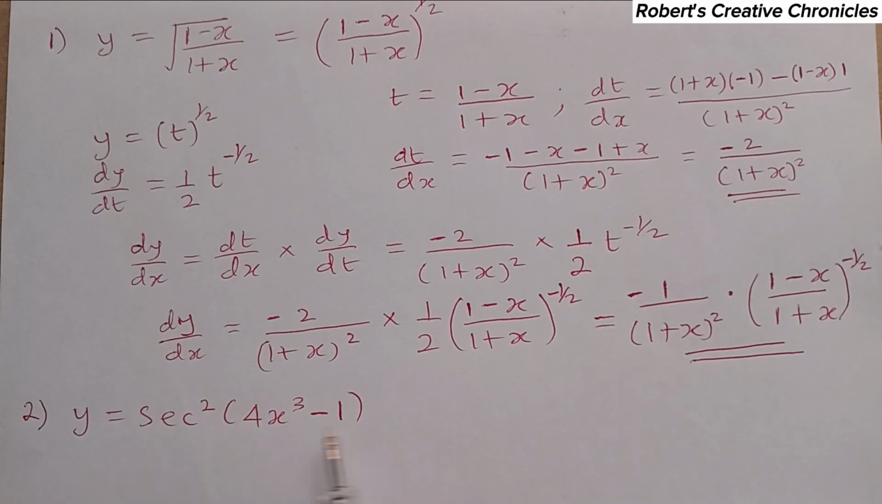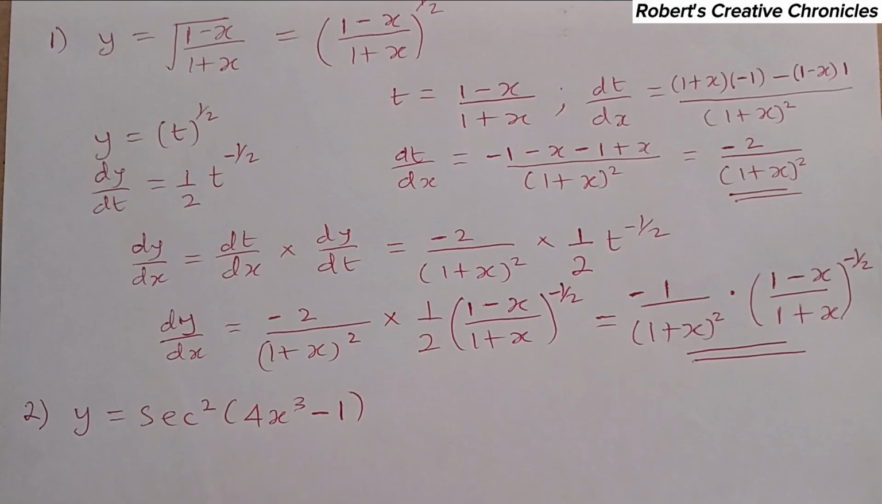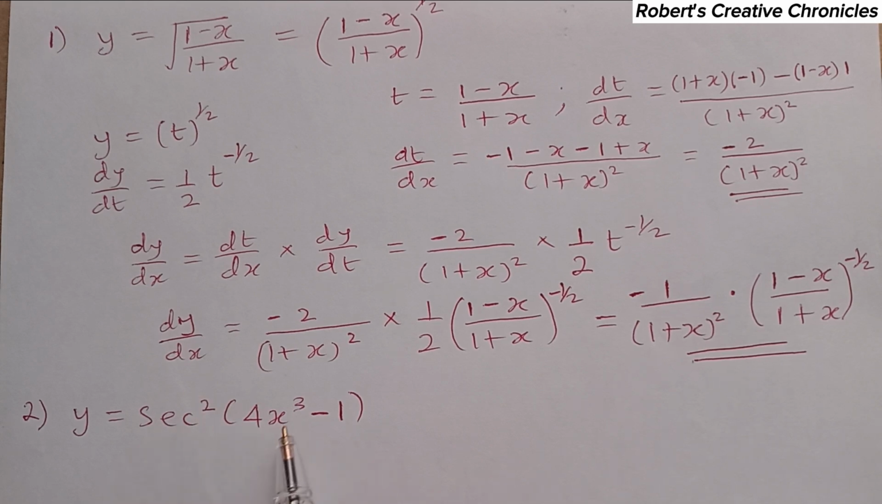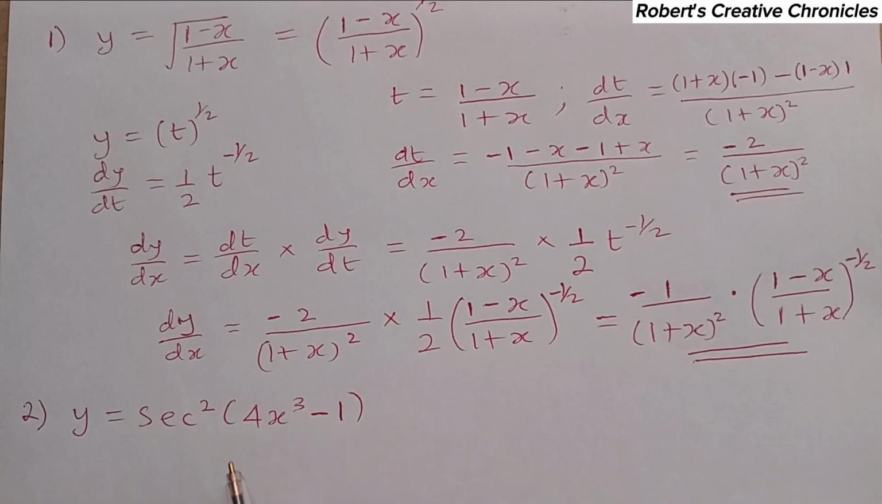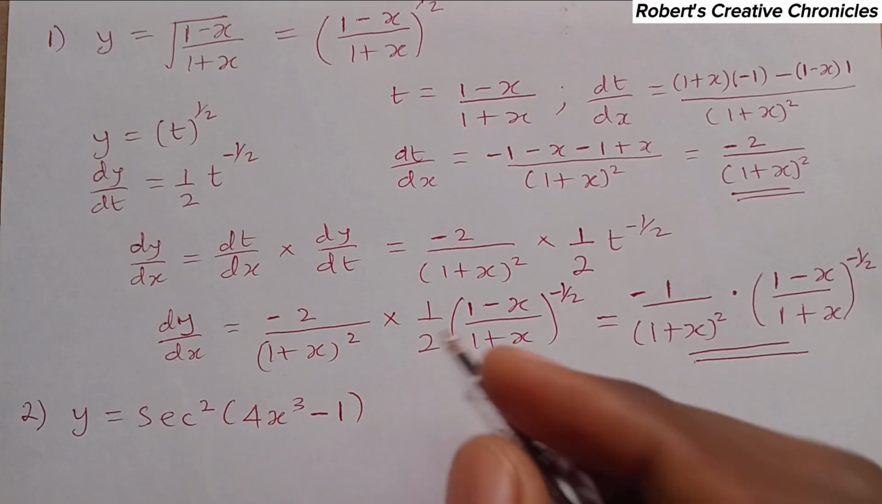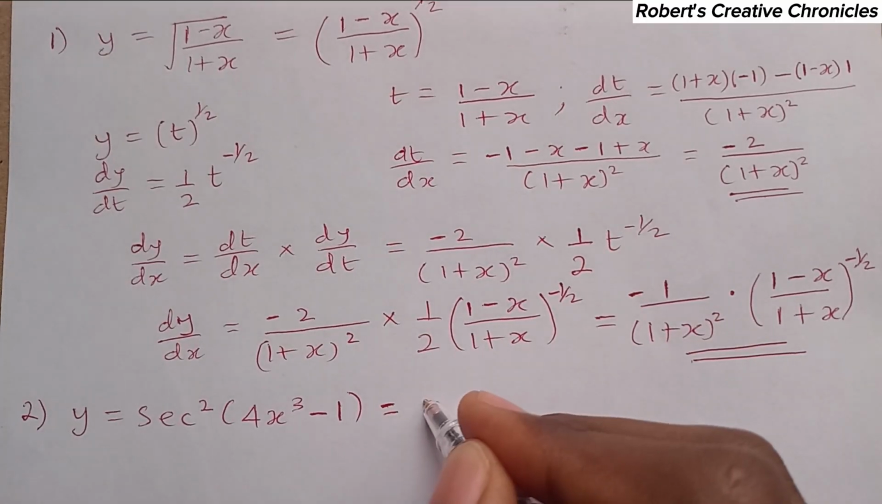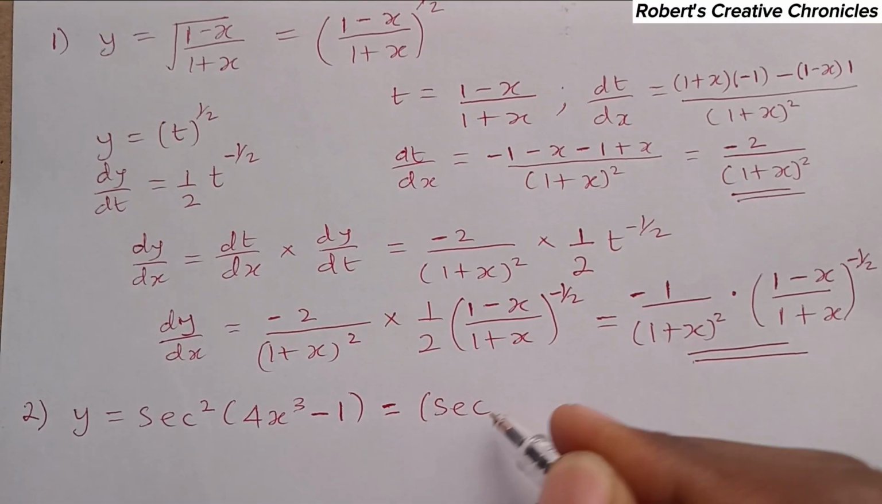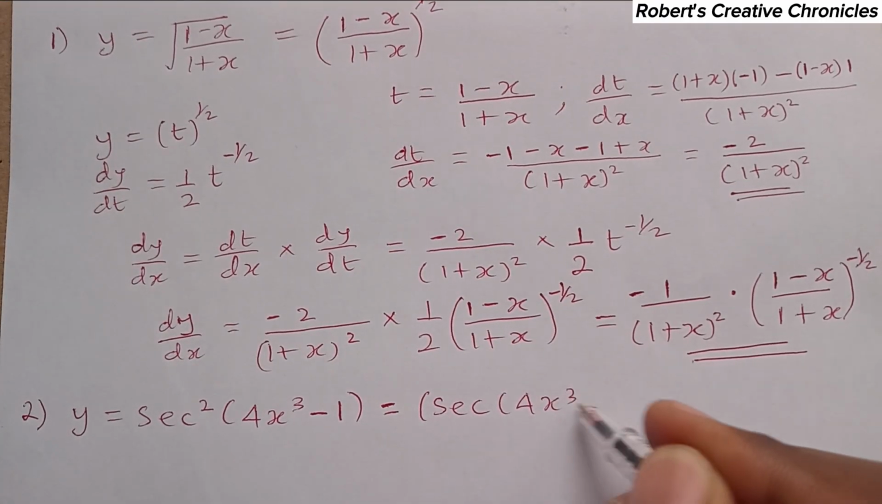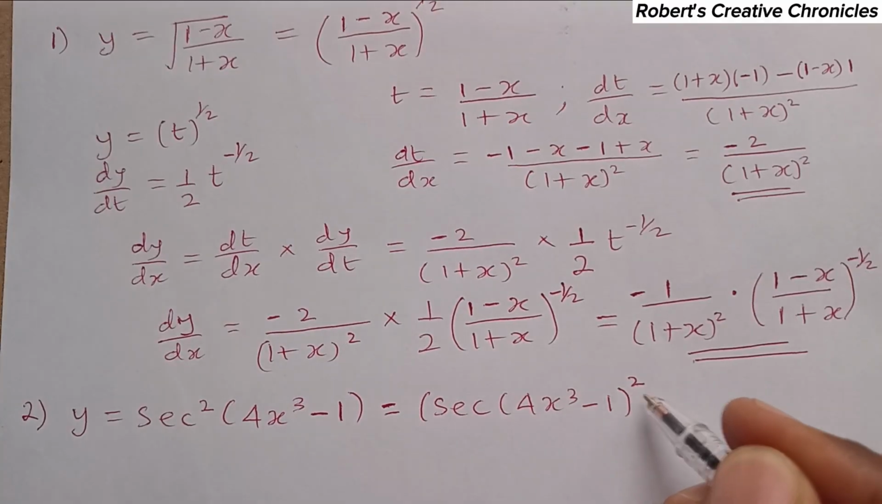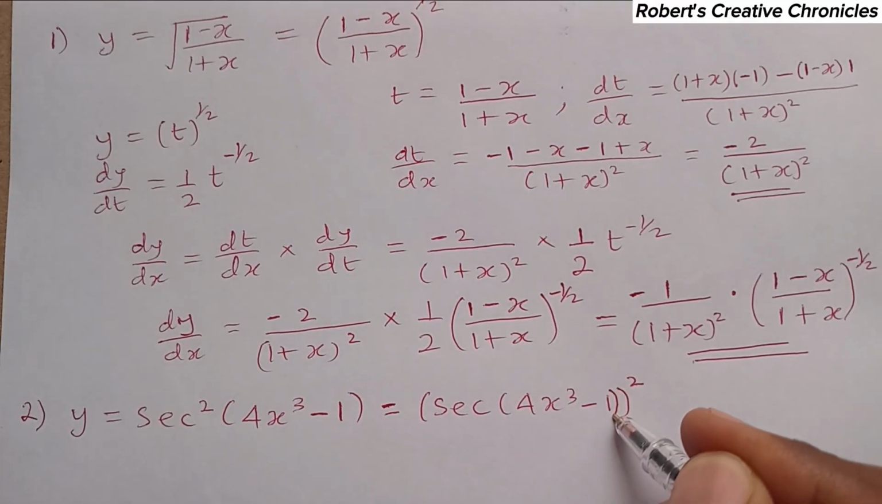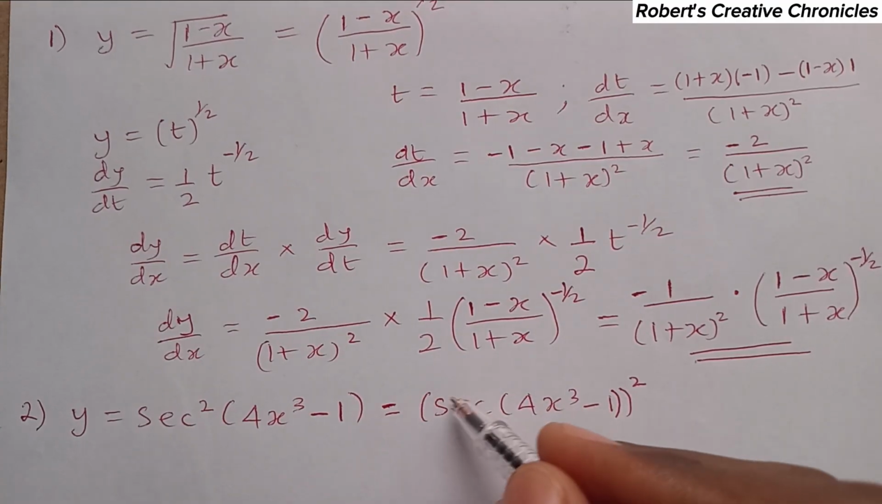Now here is the second one, the second question. You can see that this function is a function of a function of a function. The first function is 4x cubed minus 1. The second function is sec of this. And the third function is the square that is here. You will see it more when I write it as sec 4x cubed minus 1. These are the outer ones.